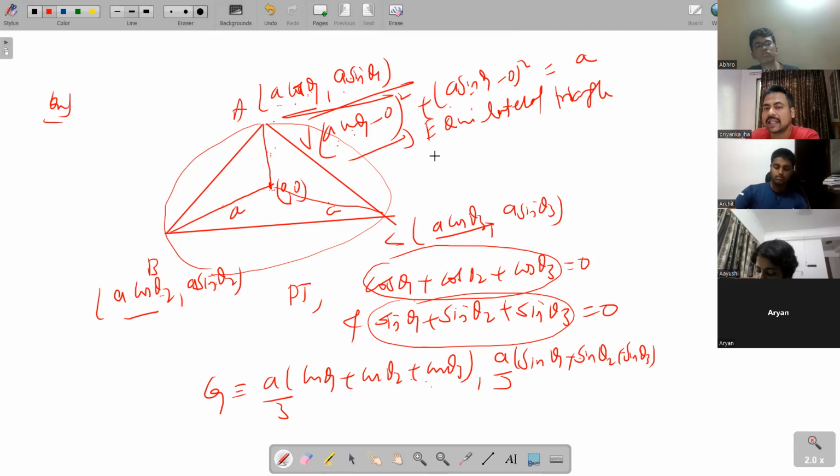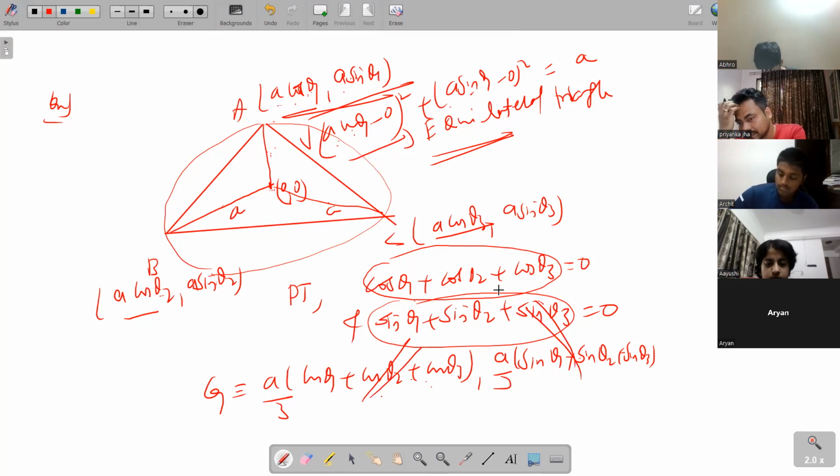And now the question says that this is an equilateral triangle. So the centroid will be equivalent to the circumcenter. So this has to be 0, this has to be 0. Understood? Yes, sir. Note it down. You just have to remember this. This will be used so many times going forward.